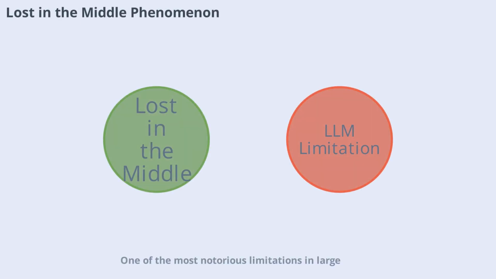One of the most notorious limitations in large language models is the lost-in-the-middle phenomenon. This occurs when models can easily extract information from the beginning and end of a long prompt, but struggle to recall details buried in the middle. This structural issue can lead to critical facts being overlooked, especially in lengthy documents or complex queries. Understanding this limitation is essential for anyone designing an advanced RAG pipeline.